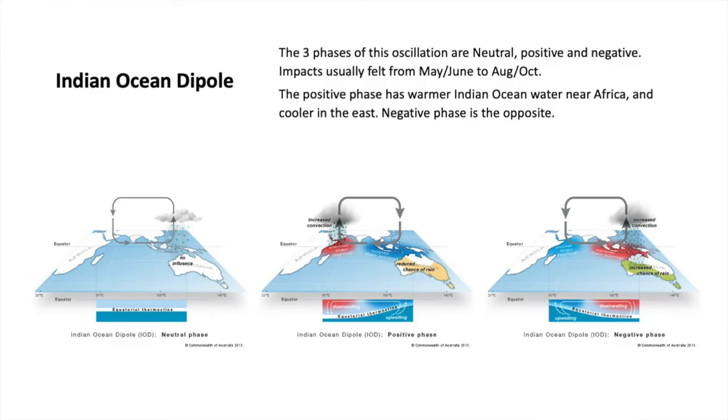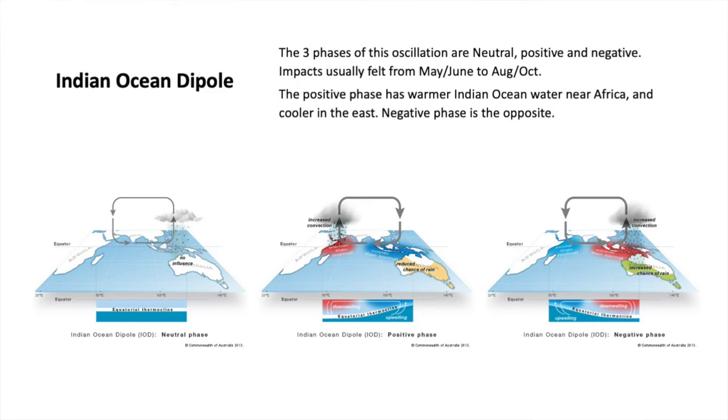The Indian Ocean Dipole is exactly the same but in the Indian Ocean, and here the positive phase is when you have cooler than normal temperatures over the Indonesian area and warmer than normal over the Indian area. And the negative phase is when you have warmer than normal temperatures over the Indonesian area and colder than normal over the Indian area. Negative brings rain, positive doesn't. So, Indian Ocean Dipole, negative is good, positive is bad.